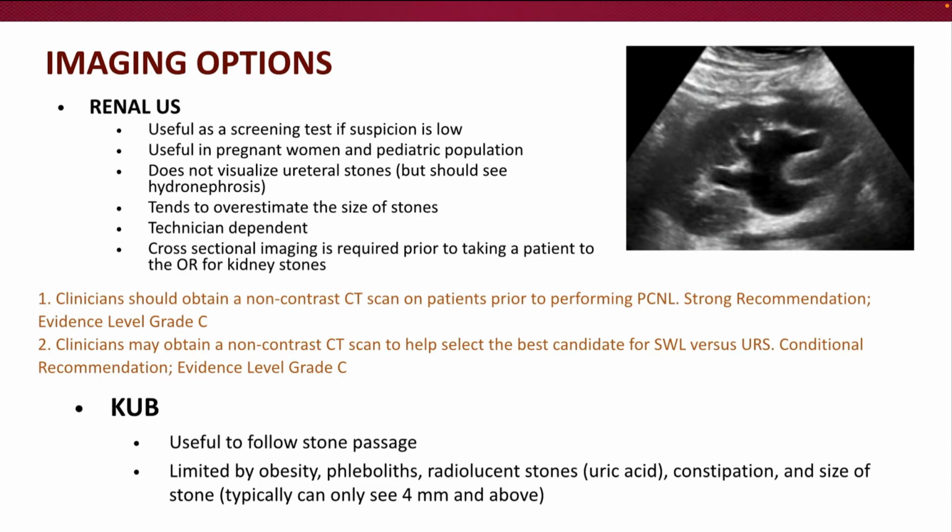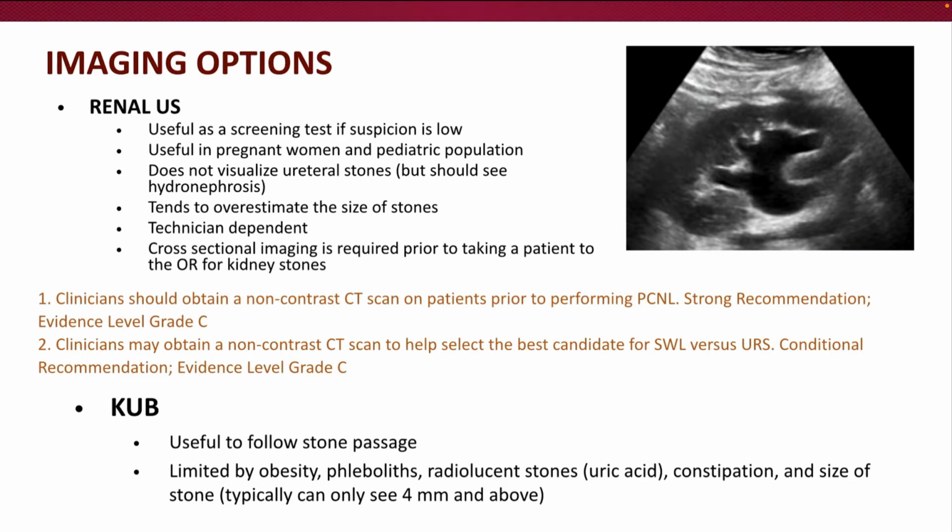A KUB is anywhere from 1/20th to 1/50th the radiation of a CT scan, depending on your CT scan dose. So it's a lot less radiation. So it's very useful if you know you can see it on KUB to follow it up later. So a lot of times if we're sending someone home from the ER to pass a stone, we'll get a KUB before they go so we can have it in the future.